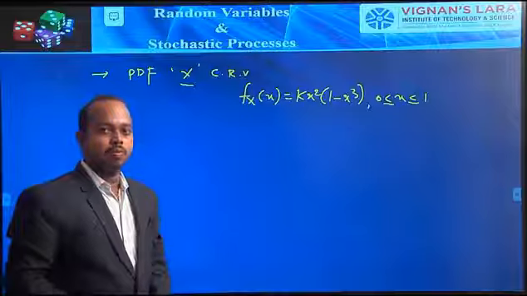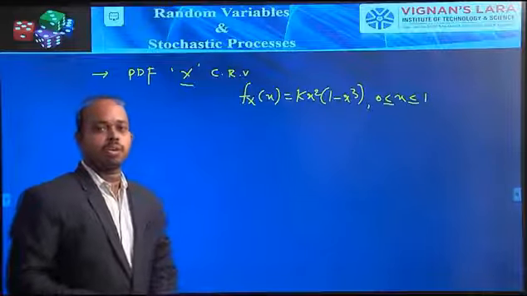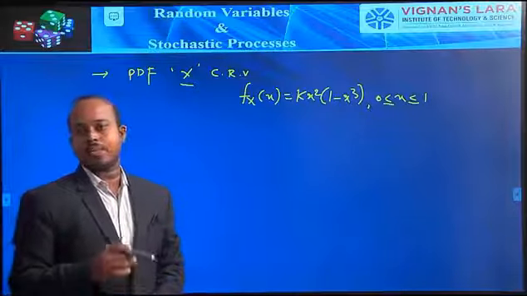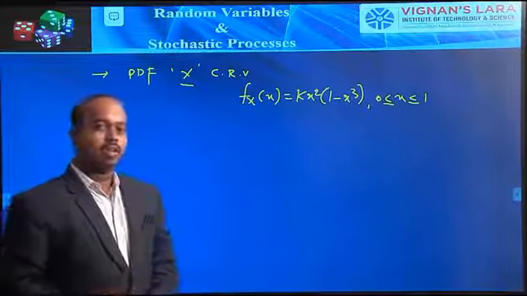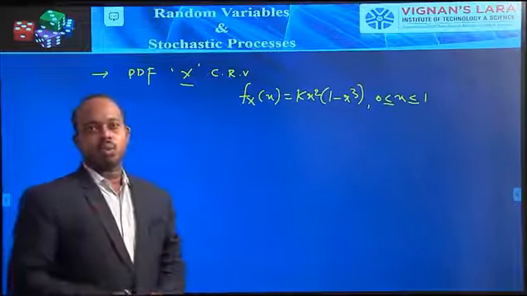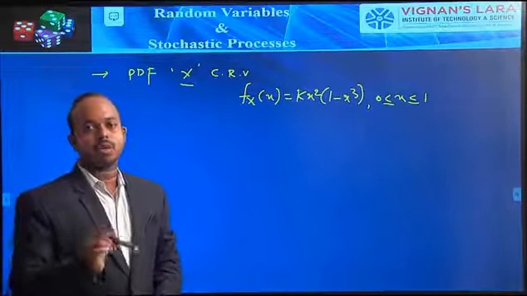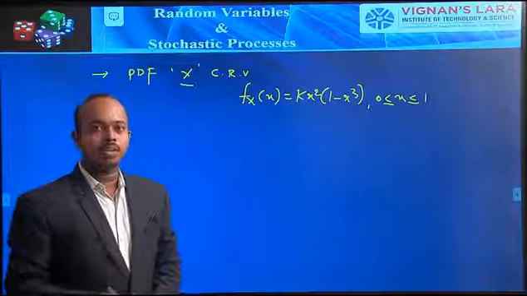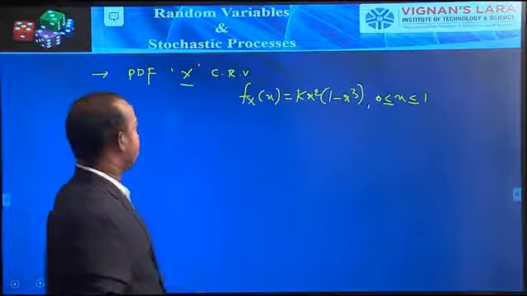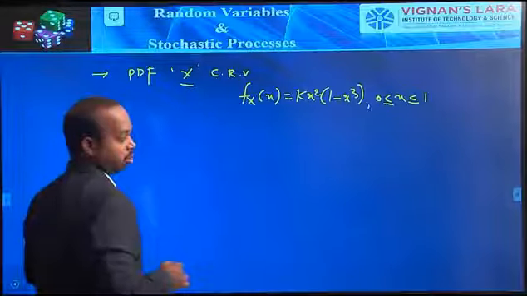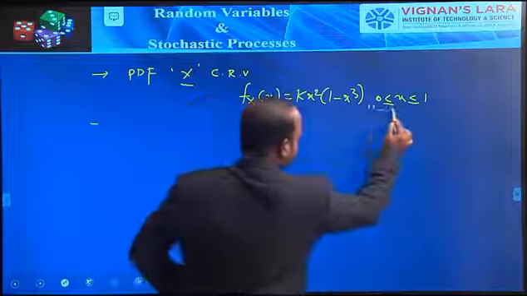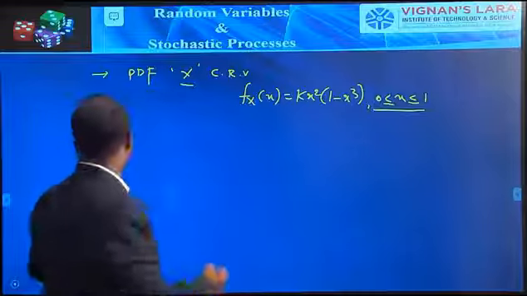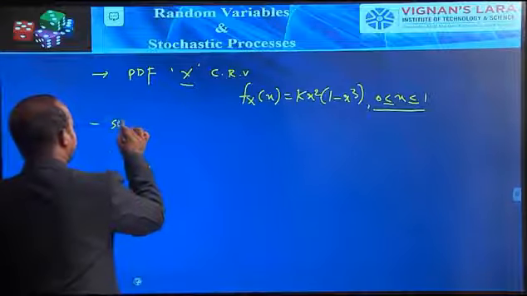For this type of problem, we use the basic property. The second property of a probability density function is the integral from minus infinity to plus infinity of fx of x into dx is equal to 1. By using this formula we simplify this one. Here x is a continuous random variable, and for a continuous random variable we have to mention the range. Now I am calculating the solution for this one.